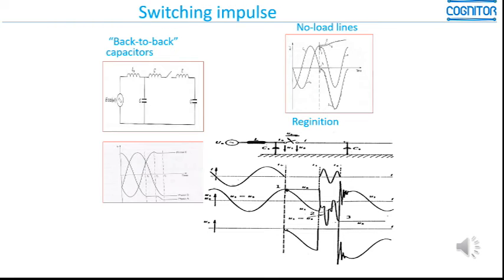Other examples of the same thing are the interruption of capacitor loads, and we have here 2 examples: the back-to-back capacitor and the interruption of no load lines. And one case which is very important for switching impulses is that when you are interrupting capacitive loads, you may have that 2 per unit voltage along the interruption of the circuit.